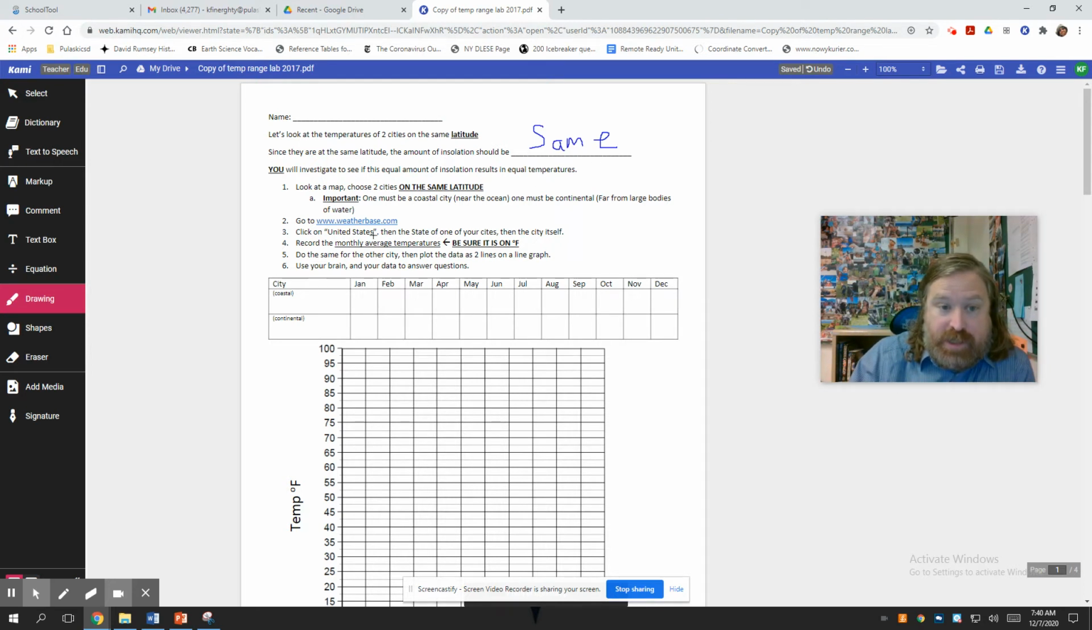So you're going to pick two cities. Actually, we're going to figure out a way for you to get assigned two cities. Look to the survival guide for that. One will be coastal, near the coast, therefore near water, and we know that water has a high specific heat. And one will be continental, far from the water. You go to this website, I'll give you a better link on the survival guide because I know that the links on these PDFs are sometimes a little fickle.